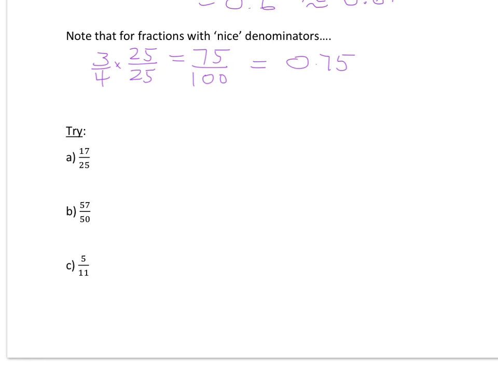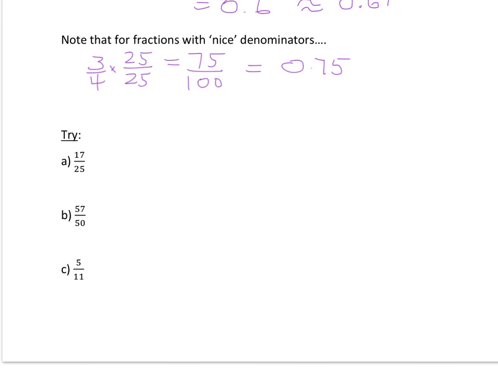17/25 is one of those that's fairly easy to convert. By multiplying numerator and denominator by 4, we end up with 100 in the denominator and 68 in the numerator, and so we get 0.68. 57/50ths will be similar. If we just multiply numerator and denominator by 2, we get 114/100ths, or 1.14.